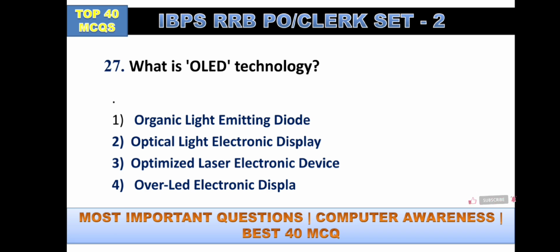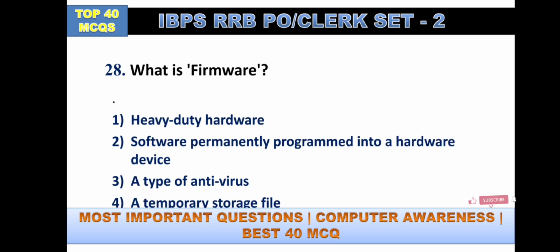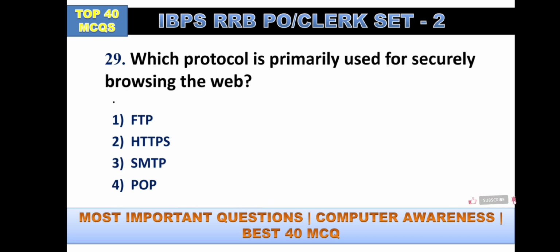Okay. See, question number 28. What is firmware? See, firmware means software permanently programmed into a hardware device. Okay. Your answer is option number 2. Software which is permanently programmed into a hardware device. Okay. Which protocol is primarily used for securely browsing the web? See, for security you use HTTPS. Here answer is option number 2. HTTPS, Hypertext Transfer Protocol Secure, as in secure. Okay. So write in the comment section what's the port number of HTTP.